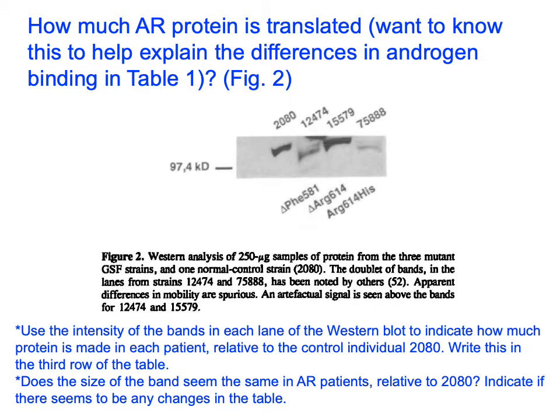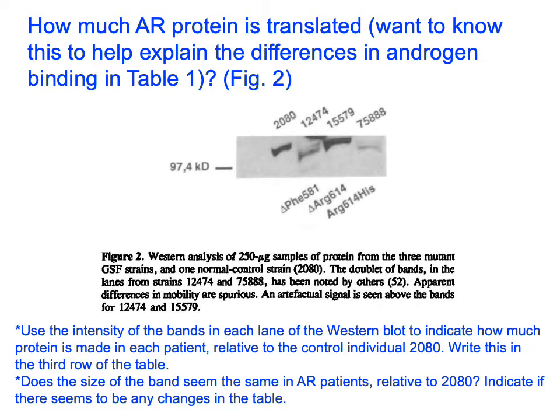So they did a Western blot analysis, and we can look at the intensity of the band in each lane of the Western blot to figure out how much of the AR protein is made in each patient. And the control is individual 2080. So we're basically going to compare the 3 other lanes to the band intensity in the 2080 lane. So you can go ahead and do that on your own.